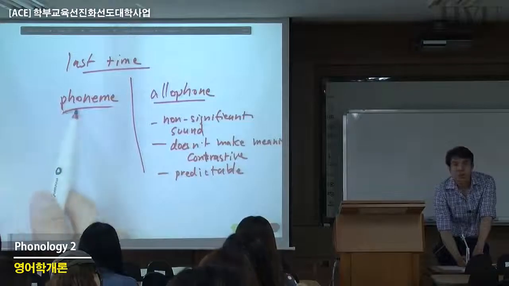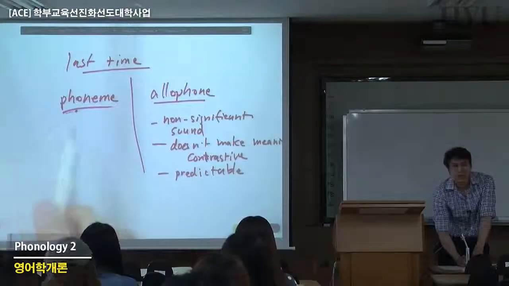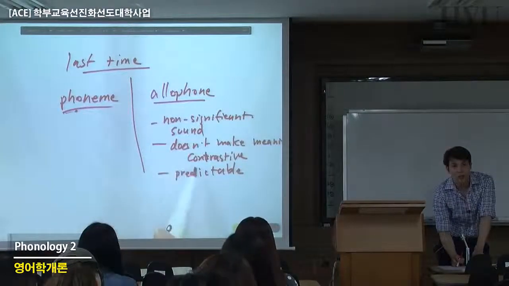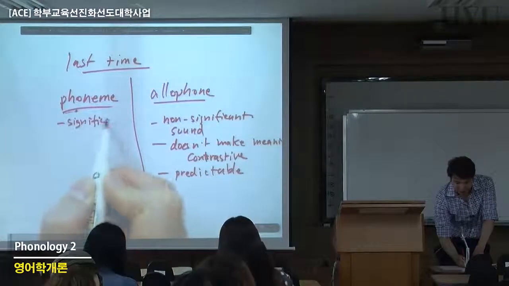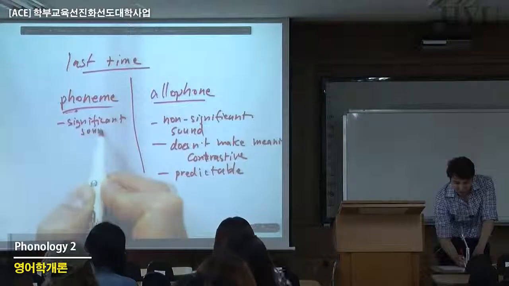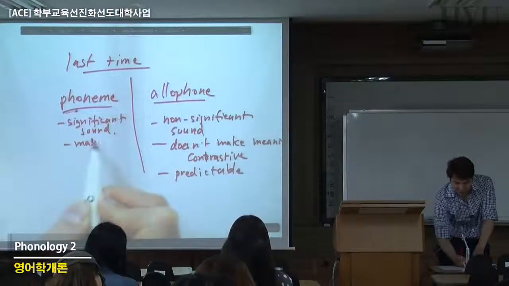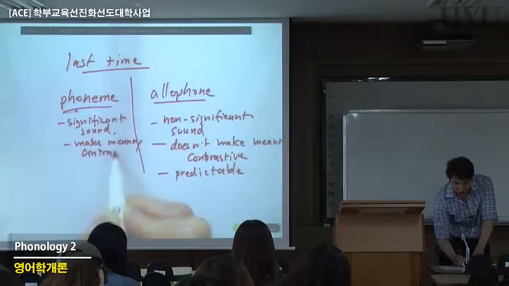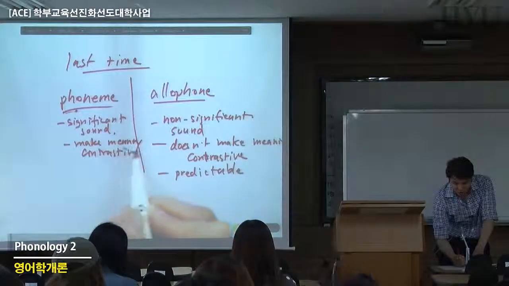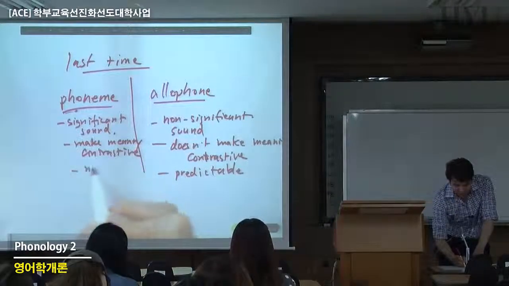Whereas for the phoneme, the properties of the phoneme are the opposite of the allophones, right? So they are significant sounds in a language. They make meaning contrastive. And also phonemes are not predictable.